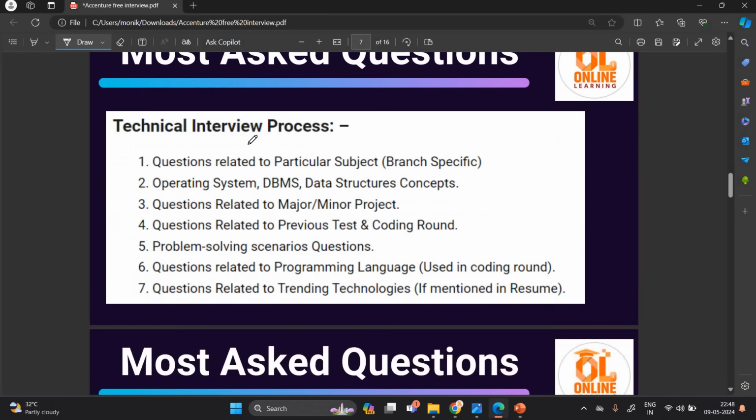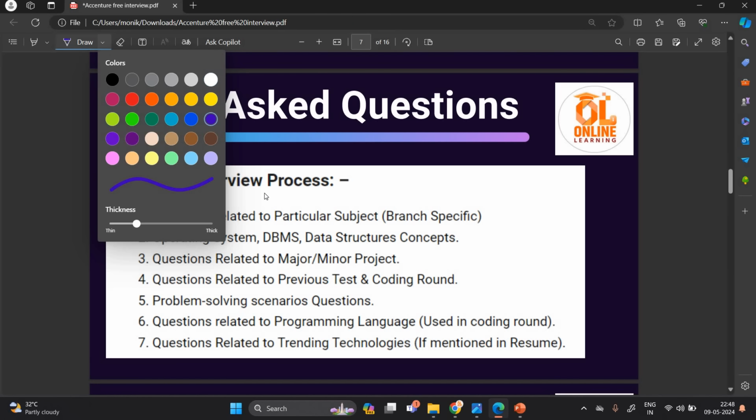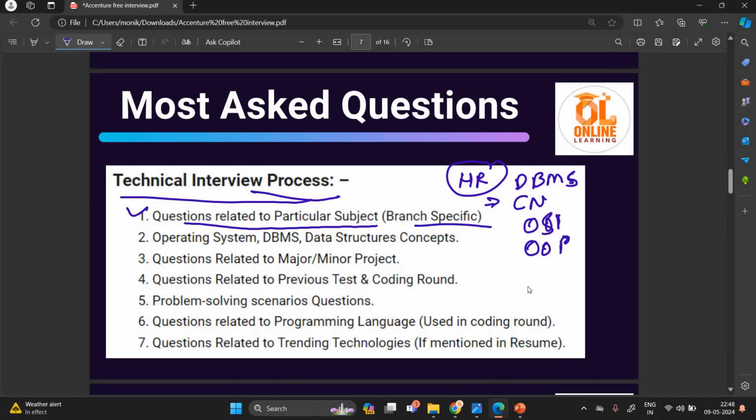Let's move on to the most asked questions related to candidates. Basically, what are the most asked questions in the interview? These are the technical questions, and in the next slide we will discuss the HR questions. Questions are related to the particular subject, branch specific. If you are from BE BTech, from CSE, then DBMS, computer network, operating system, object oriented programming, data structure basic concepts, array, linked list, queue questions will be asked.